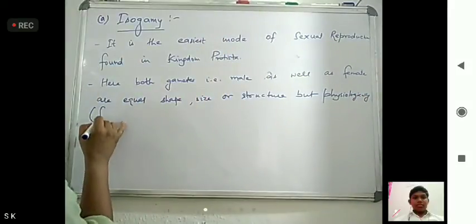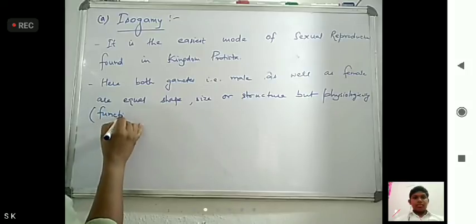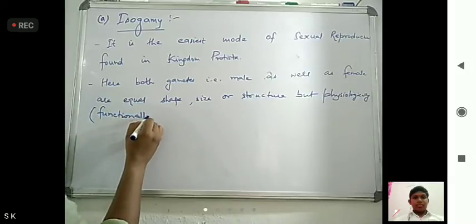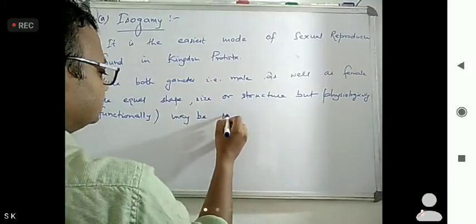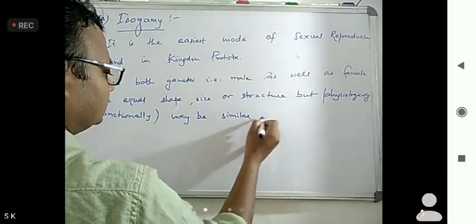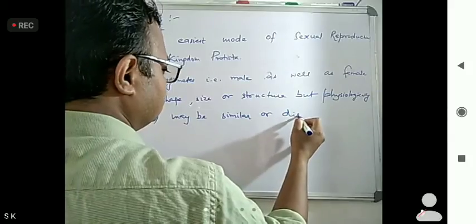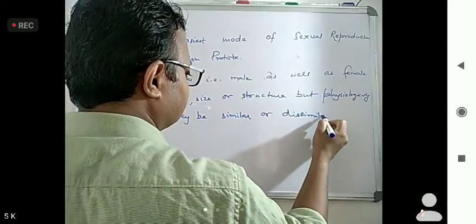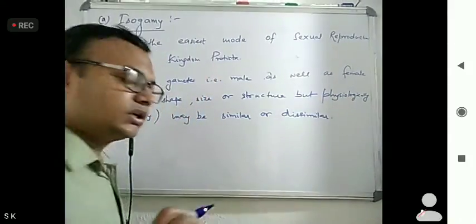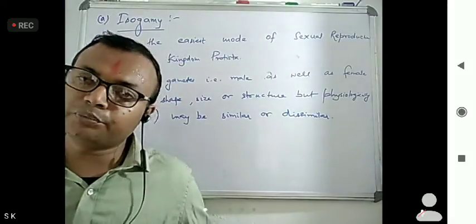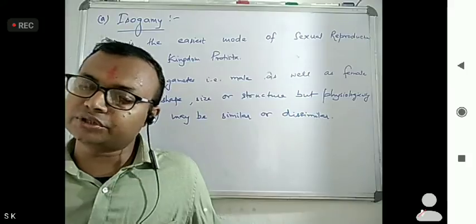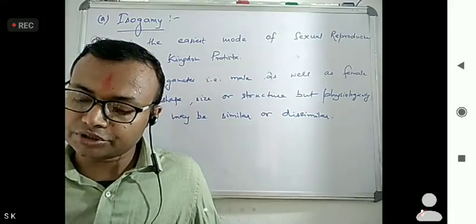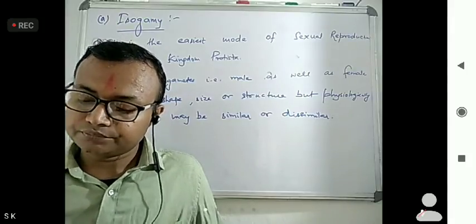Physiologically means functionally. The gametes may be similar or dissimilar. Okay, so this is isogamy, the mode of reproduction that is the easiest way of sexual reproduction found in kingdom Protista.